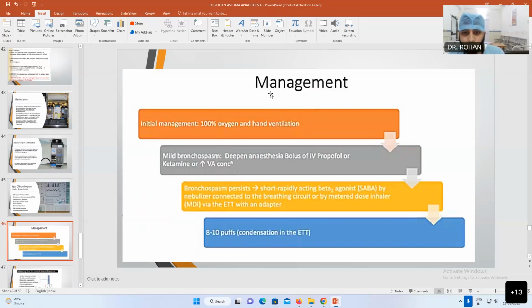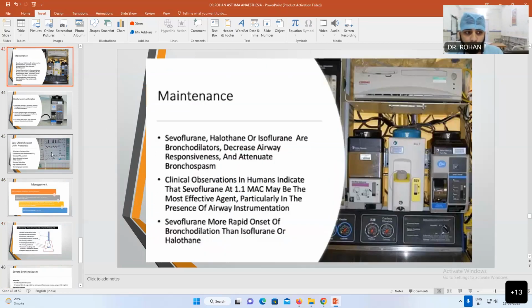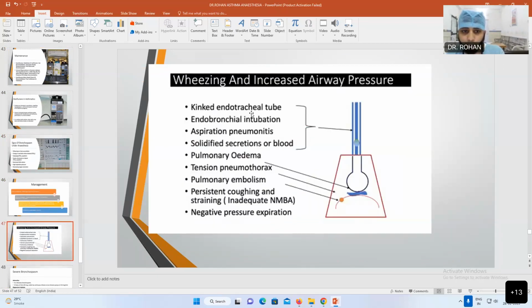So when we see a patient undergoing a surgery, in this case laparoscopic cholecystectomy, having an episode of bronchoconstriction intra-op, first of all we should rule out other possible causes. Like a kinked ET tube, which can also give a sharp thinning of the waveform, and the peak inspiratory pressure can also be found to be increased in a kinked tube as well.